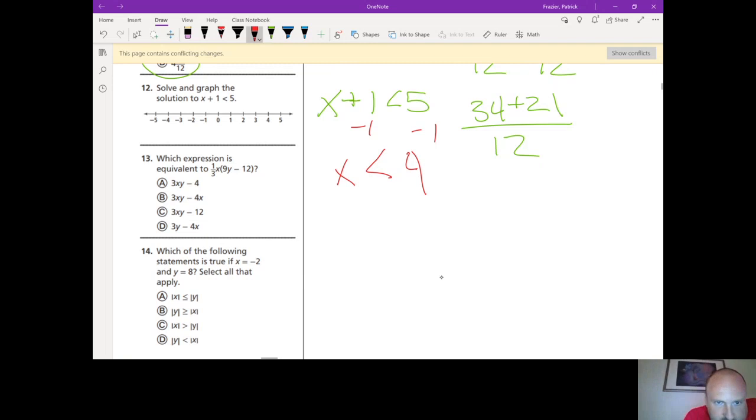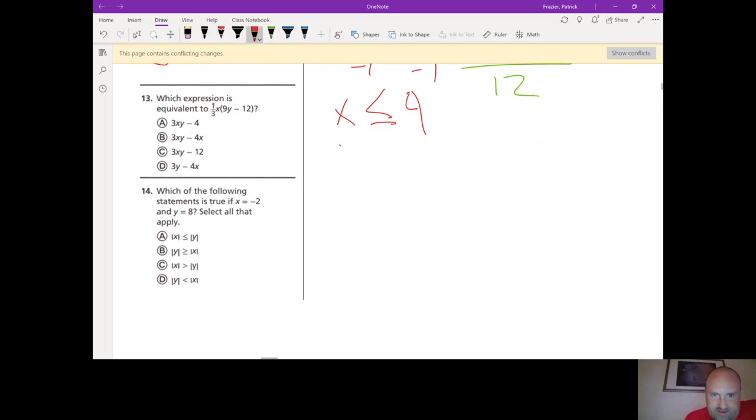Well, uno, dos, tres, cuatro, 4. I'm using an open circle because this is less than, x is less than 4. It's not less than or equal to 4. If it were less than or equal to 4, I'd have a solid circle, but I don't. And it's less than, so that means we're going in this direction. Everything that is less than 4 is x. X is less than 4.